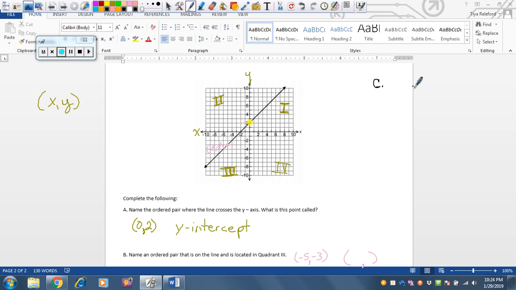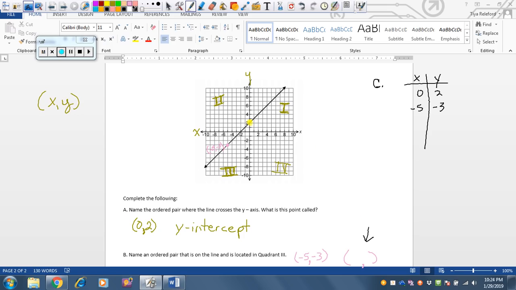Now question C says to create a table of ordered pairs that are on the line. So I'm not going to scroll down because then I can't see my graph. I'm just going to make a new table. You already have 2 ordered pairs. Why don't you use what you've already written down? And you wrote down a third already.